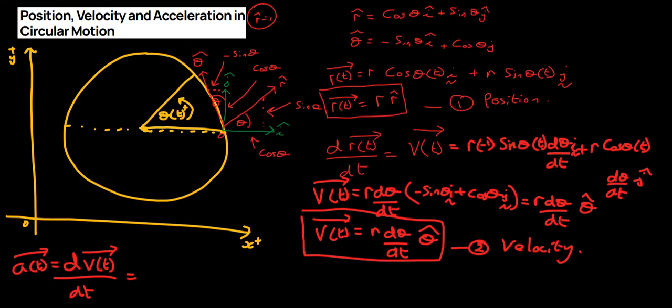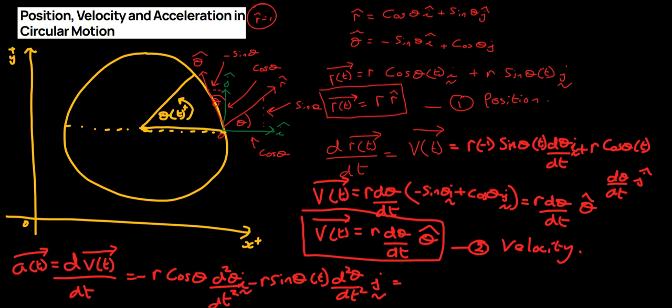So we get negative r cos theta. We use the chain rule because the argument of theta is a function of t, d theta dt squared, and we have negative r, derivative of sine x, cos x is sine x, and the second derivative of theta with respect to t, and we must not forget to insert the unit vectors.